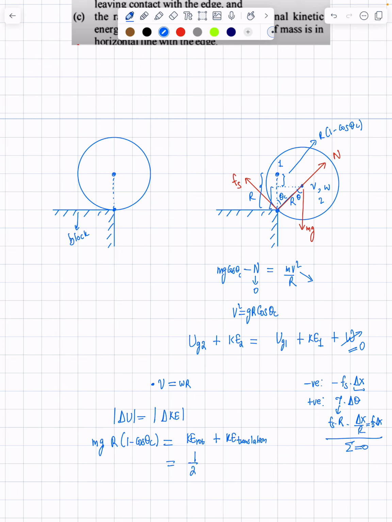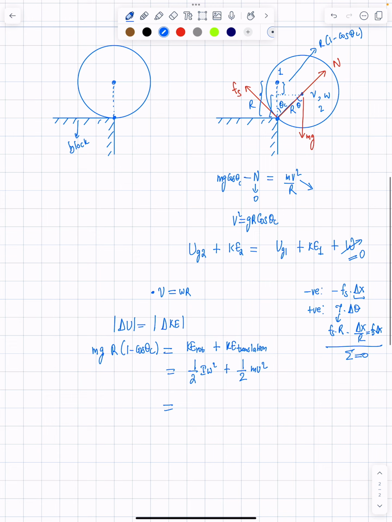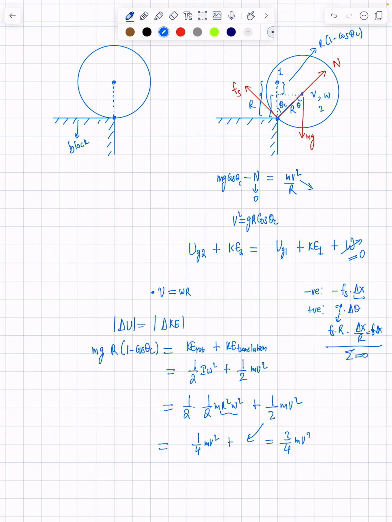So rotational is half I omega square, and then translation is half mv square. If we substitute the moment of inertia of a cylinder, half mr square, into the rotational term, and use the fact that v equals omega r because it's a case of pure rolling, then we'll get half times 1 over 4 mv square plus this term, giving 3 over 4 mv square, and that has to be equal to mgr, 1 minus cos theta.